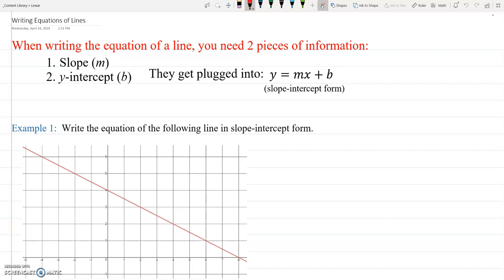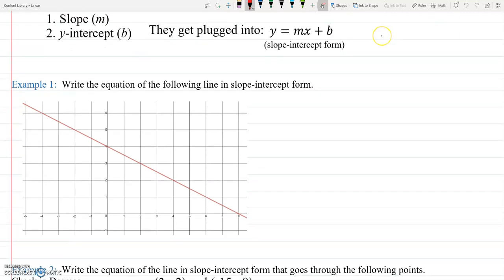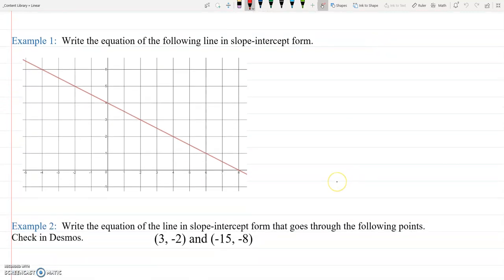Okay. All right. 3 different examples. Example 1. I am looking at a graph. And this is an example of a problem where I'm going to find the y-intercept first, only because it's super easy. And it is right here. You just look at where it crosses the y-axis. It crosses the y-axis at positive 4. So I'm going to write down that b equals positive 4.